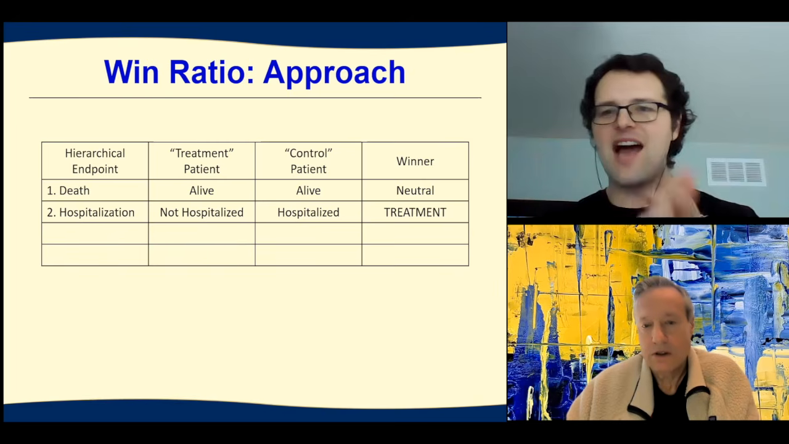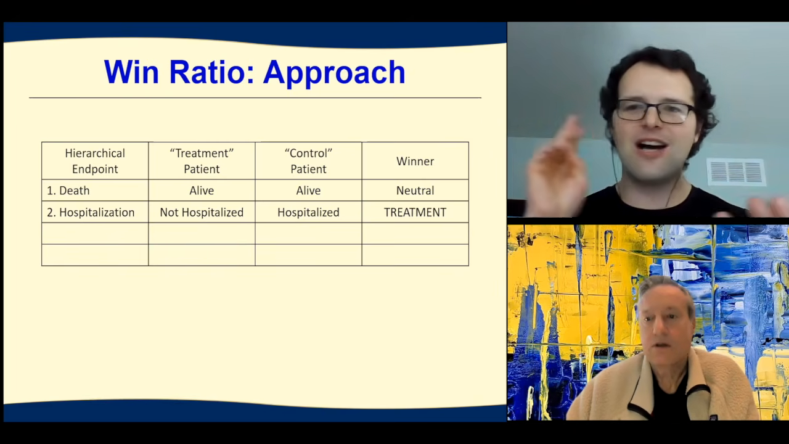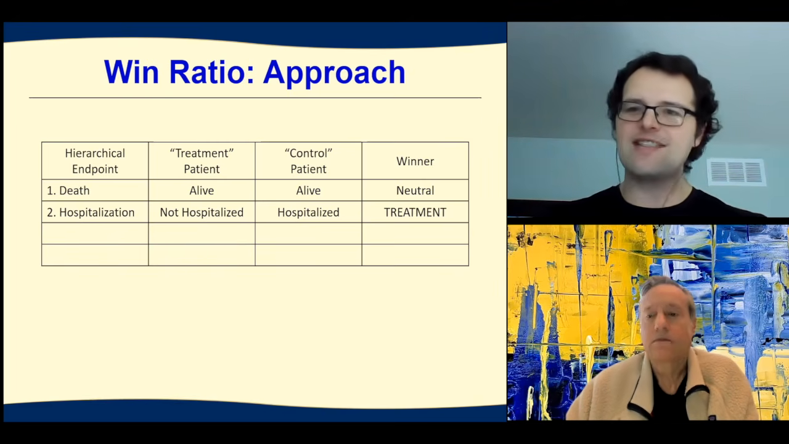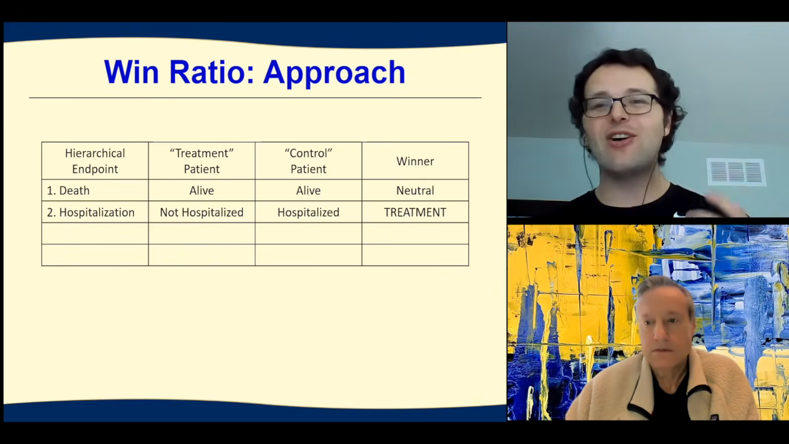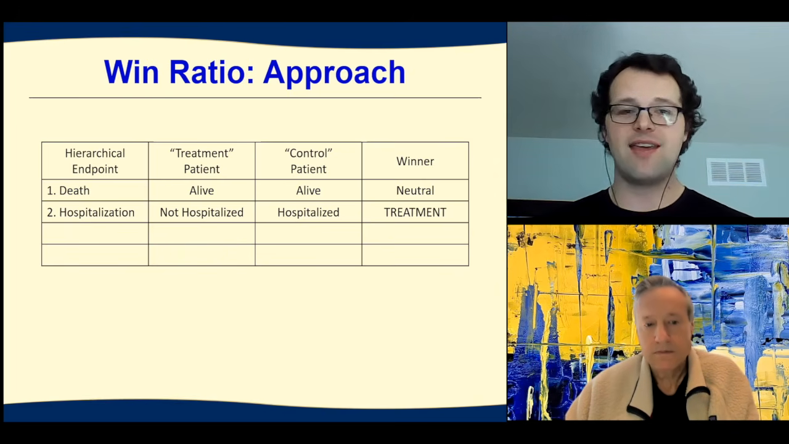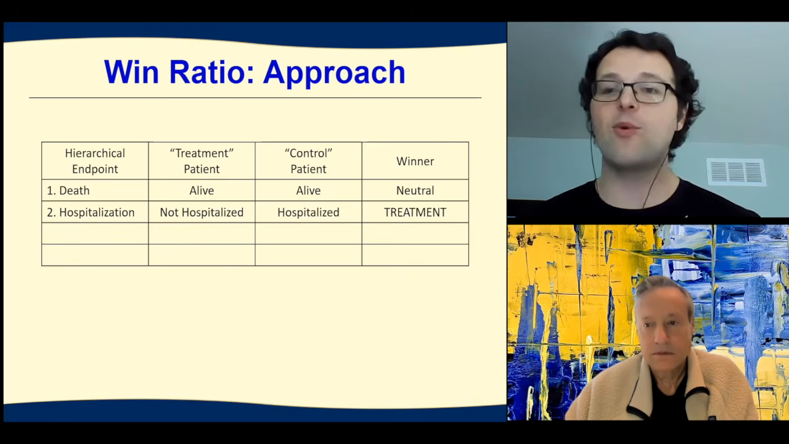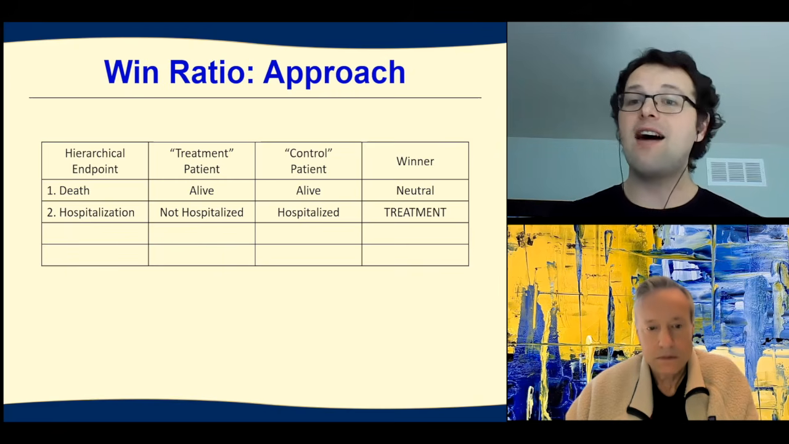It can put together time to event outcomes and binary outcomes and continuous outcomes. All different types of outcomes can be put together into that one single analysis. So that is really, really a neat thing about the win ratio approach.